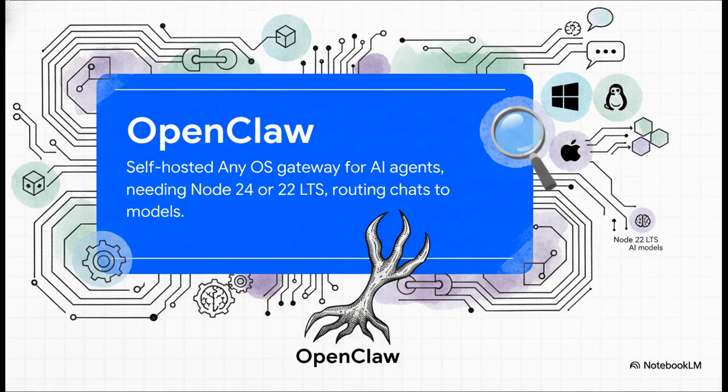At its core, OpenClaw is an MIT-licensed open-source gateway designed to run natively on any operating system. Functionally, it acts as an agent-native bridge, connecting various chat interfaces directly to underlying AI models. For the technical requirement, you need at least Node 22 LTS to run it, though running Node 24 is highly recommended to get the absolute optimal execution performance.